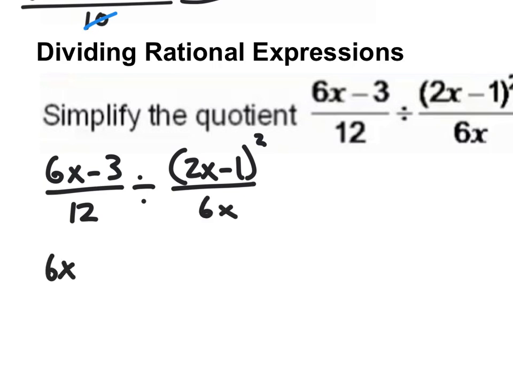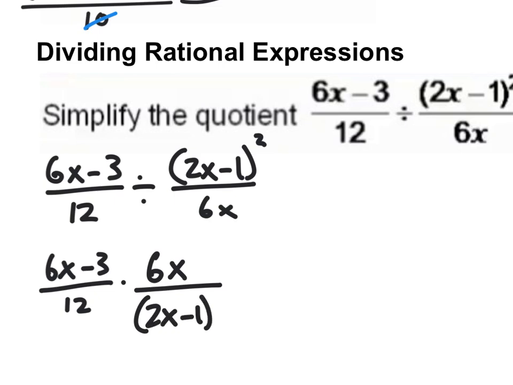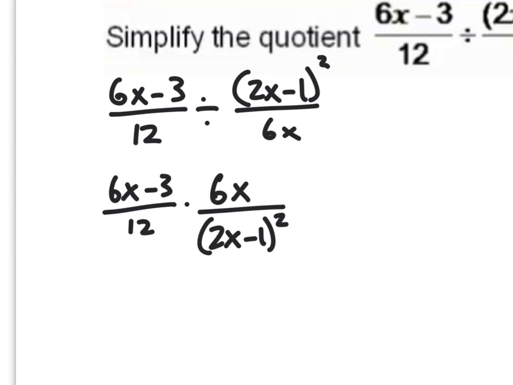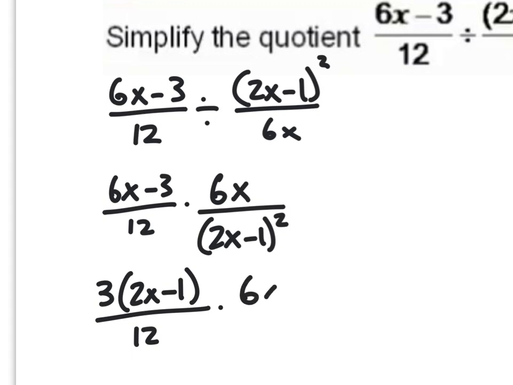So I'm going to take 6x minus 3 divided by 12, and in order for us to divide this fraction, we have to multiply by the reciprocal, so I'm going to do 6x over the quantity 2x minus 1, quantity squared. Now I'm going to see what things I can factor. What I can factor here is the 6x minus 3. I can factor out a 3 from that, and then I'm left with a 2x minus 1. This is over 12 times 6x.